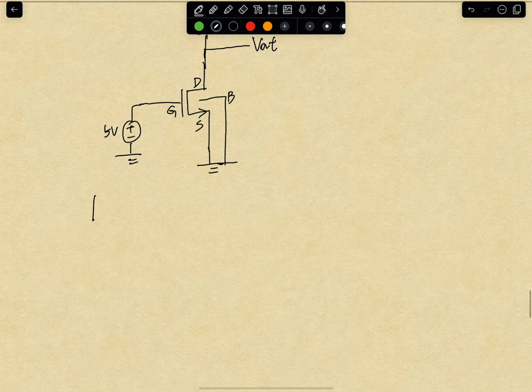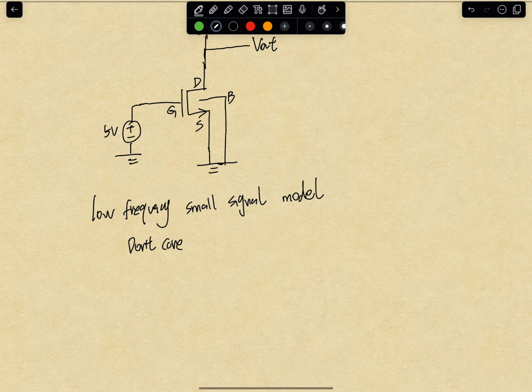In this case, let's consider a low frequency small signal model. What does low frequency mean? It means we don't care about the capacitors, because capacitors are open during low frequency. But for high frequency later on, you need to consider the parasitic capacitors. Basically, you have a capacitor over here, and we need to add it to the small signal model later. But right now, we don't care about it. We just care about the low frequency first.